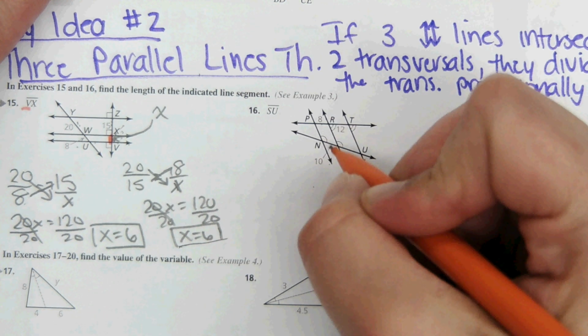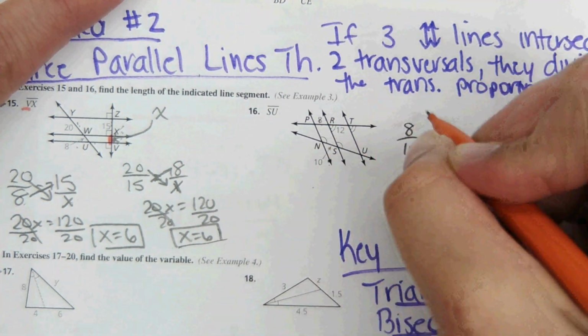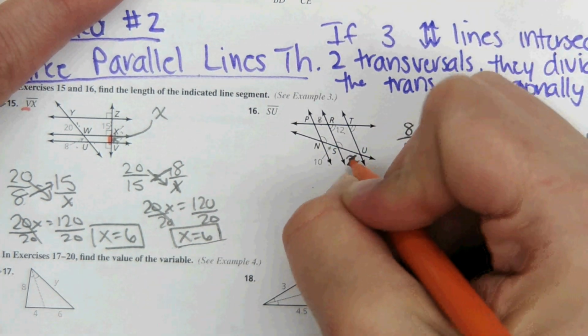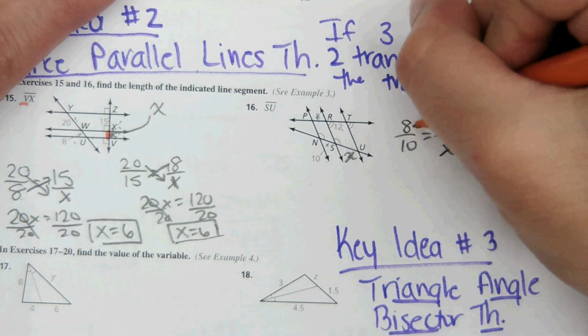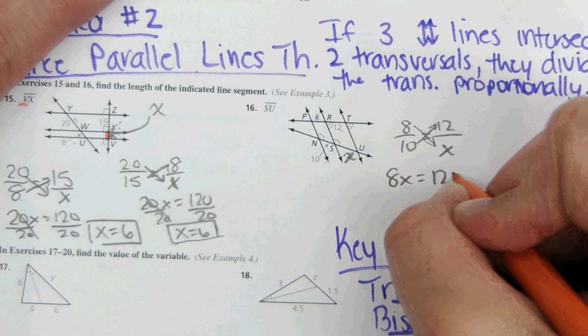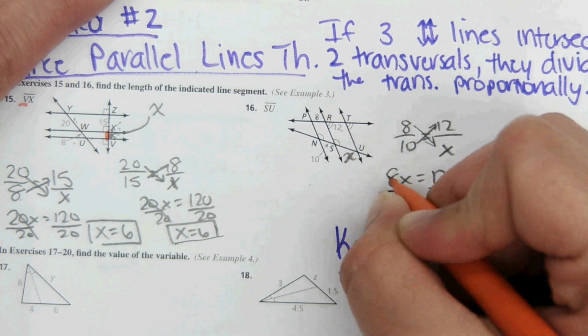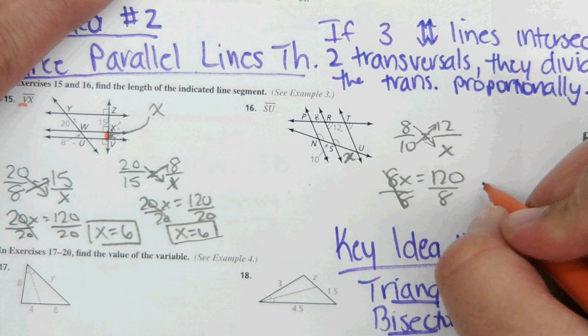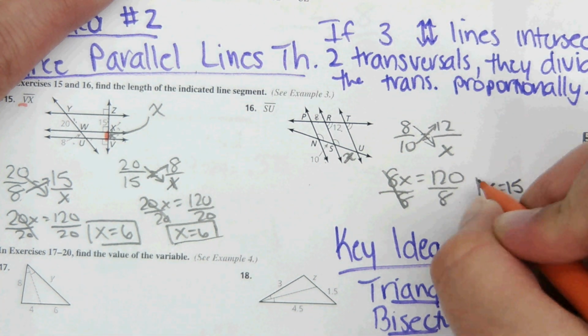Okay, 16 right here. Let's see, I'm going to do top over bottom. So 8 over 10 equals 12 over, and we're solving for this portion right here, x. 8 times x is 8x. 10 times 12, 120. 120 divided by 8 is 15.